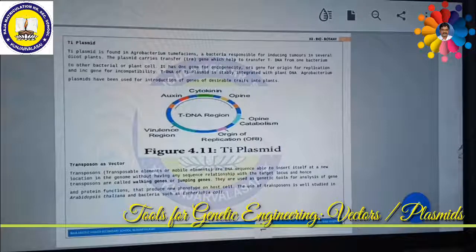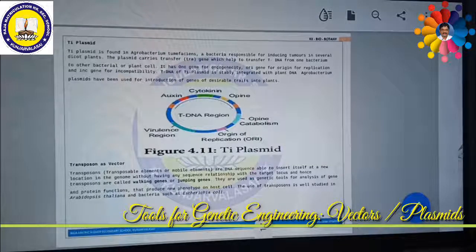It also has the onc gene. Onc means oncogenicity. Onco means cancer. Oncogenesis means cancerous property. So the cancerous property which is caused by this plasmid, this gene is called the oncogene. The oncogene is responsible for oncogenicity. It also has an origin. Origin means origin of replication.